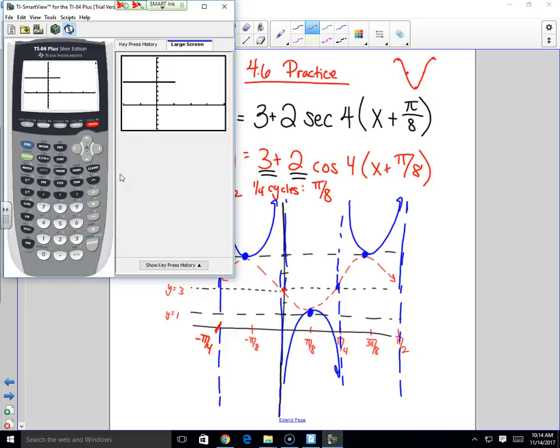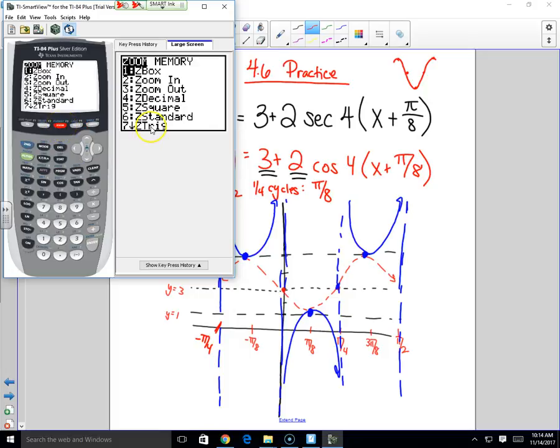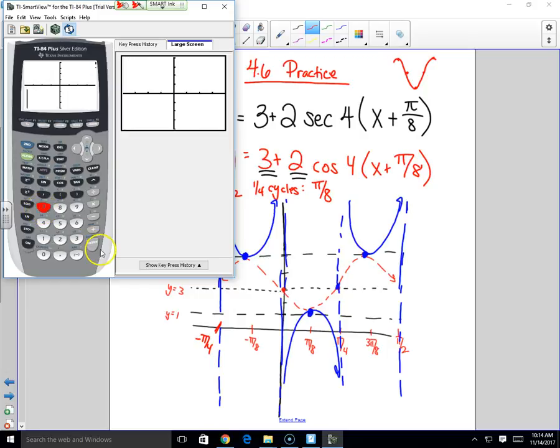Well, it's going to mean something, but it's not going to mean what you want it to mean. If you were to go to Zoom, you know there's a Zoom Trig? Zoom Trig would say, wait, if you're in degrees, you shouldn't be measuring things by radians. You should be measuring things in, well, let's check out the window in just a second.